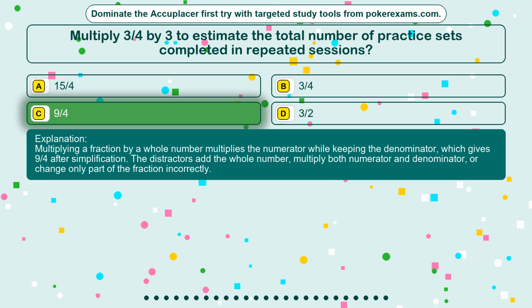Multiplying a fraction by a whole number multiplies the numerator while keeping the denominator, which gives 9/4 after simplification. The distractors add the whole number, multiply both numerator and denominator, or change only part of the fraction incorrectly.